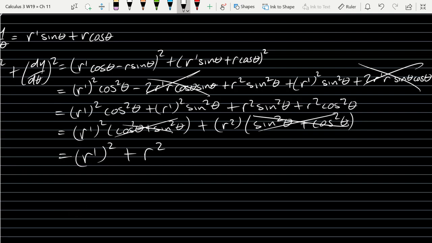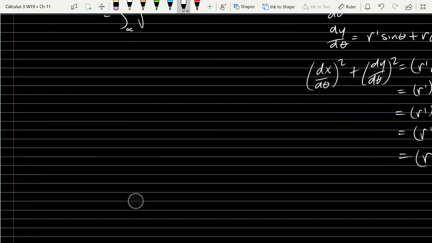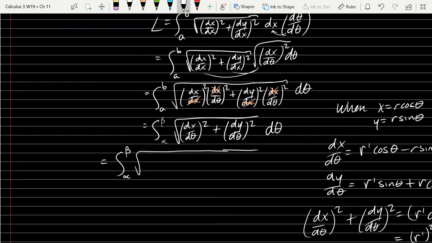Now we're going to take that and put that into the integral for dx d theta and dy d theta squared, added together. So that is just, I think your book puts the r term first, so it's r of theta squared plus r prime of theta squared d theta, and this is the arc length.